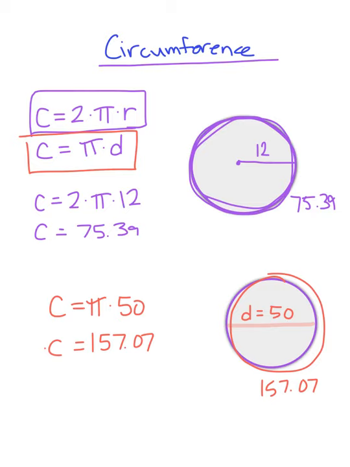Those are the three formulas that you're going to use today, just to figure out radius, circumference, and diameter. So you're going to go ahead and do workbook 100. There's just 10 questions on there, so it shouldn't take you very long.